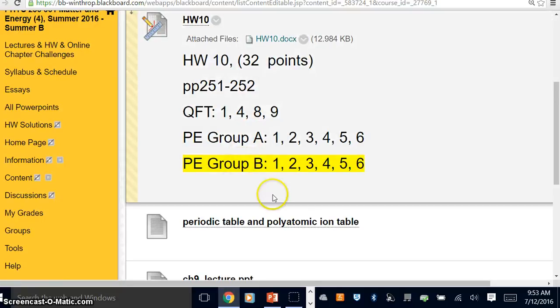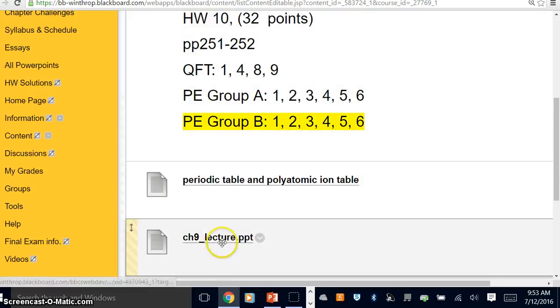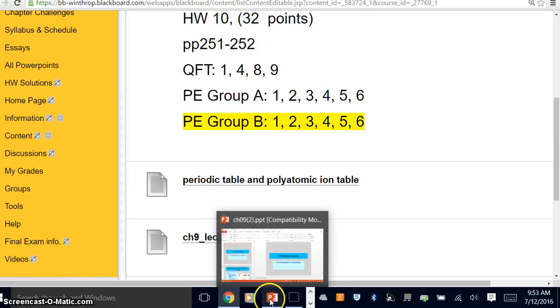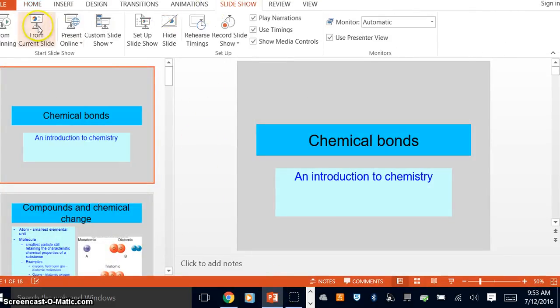So we're in chapter 9 now. I'm going to go over chapter 9. This is the homework for chapter 9, homework 10. Let's look at the PowerPoint presentation. And here it is.